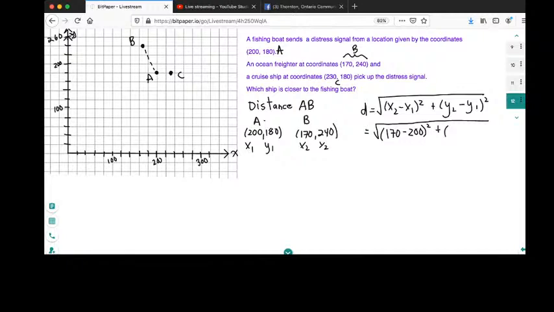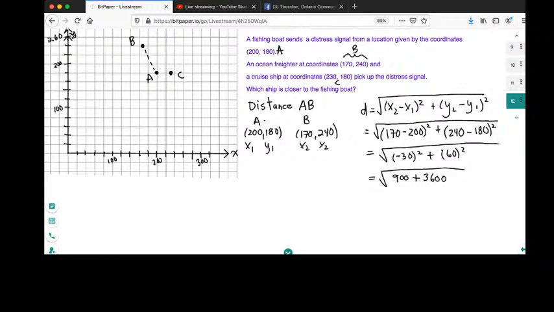So we've got y2, which is 240 minus 180 squared. Okay, so again, you're going to want to just show every step. So you've got negative 30 squared plus 40. Oh, sorry, negative 60 is what I meant to say. Or 60 in this case. And that gives us the square root of 900 plus 3,600, however you want to say that.